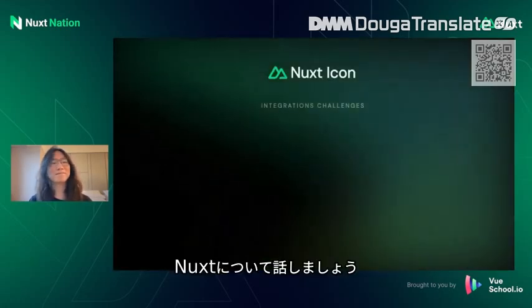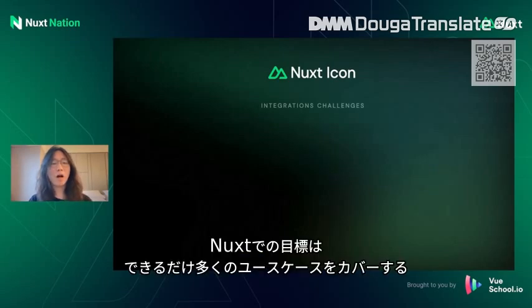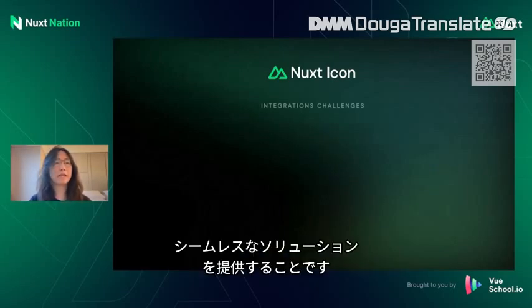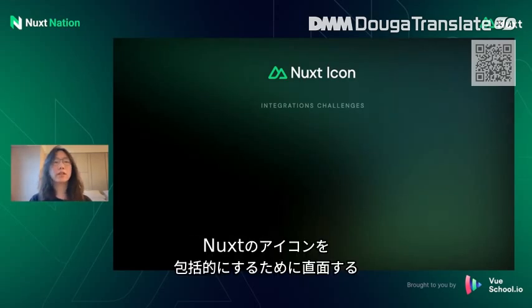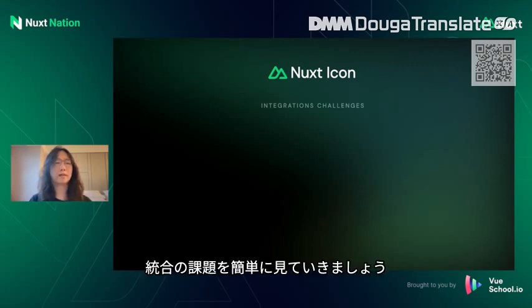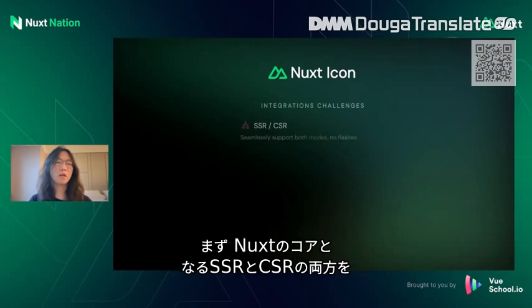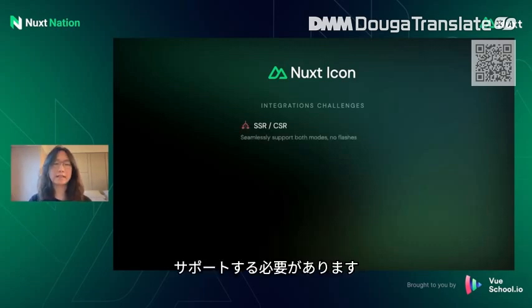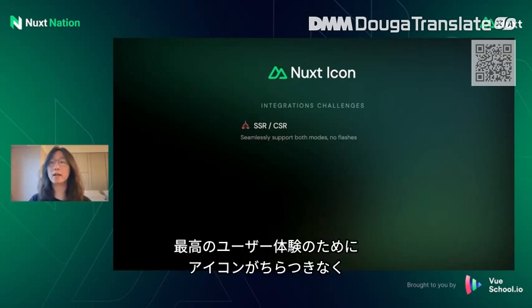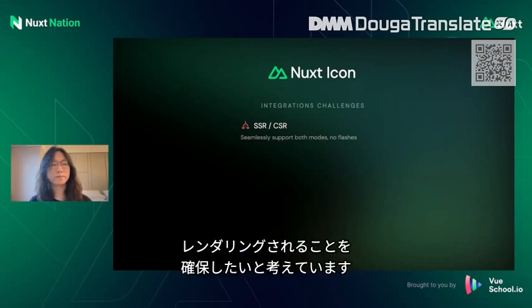So finally, let's talk about Nuxt. Our goal with Nuxt is to provide seamless solutions that cover as many use cases as possible. Let's quickly go over the integration challenges we face to make Nuxt Icon comprehensive. First, we need to support both SSR and CSR as they are a core feature of Nuxt. We want to ensure that icons render without any flashes for the best user experience.